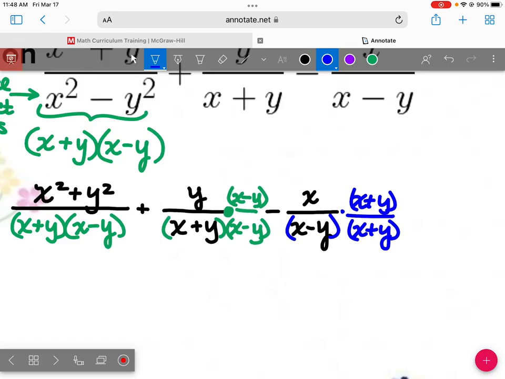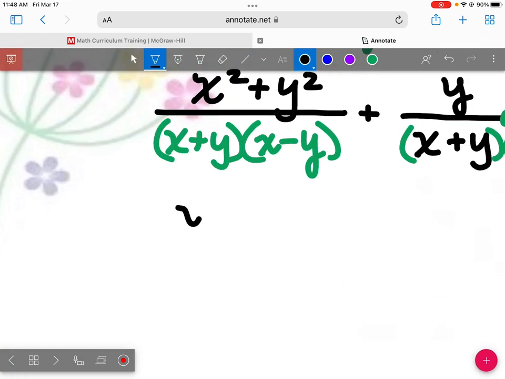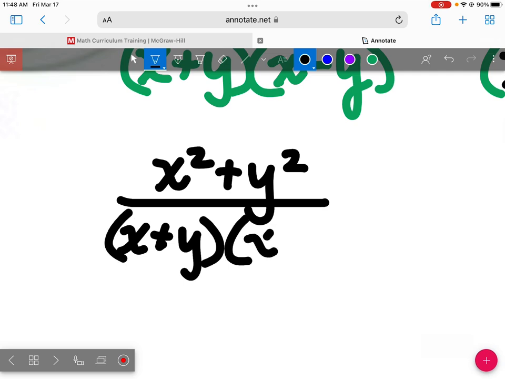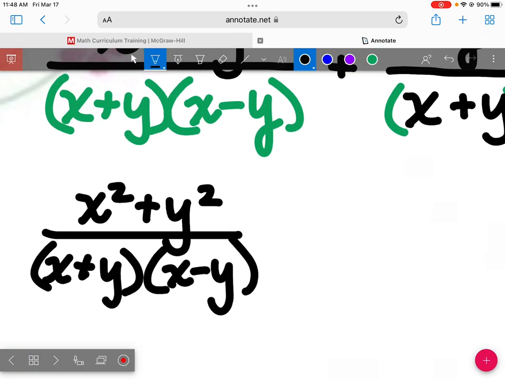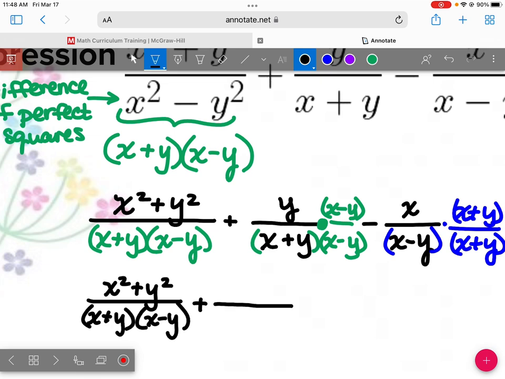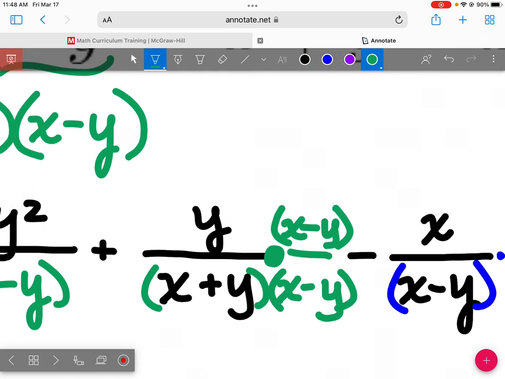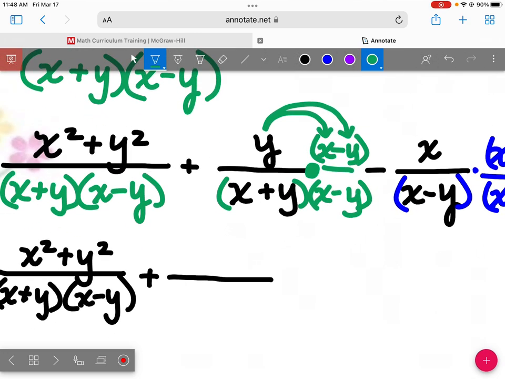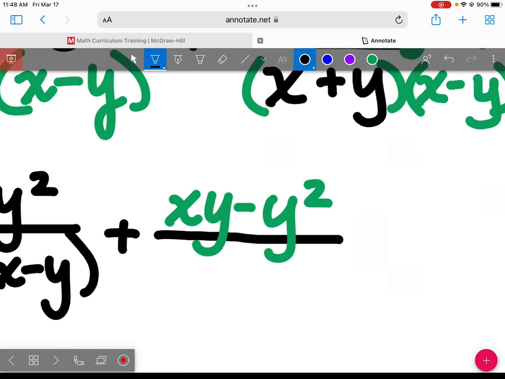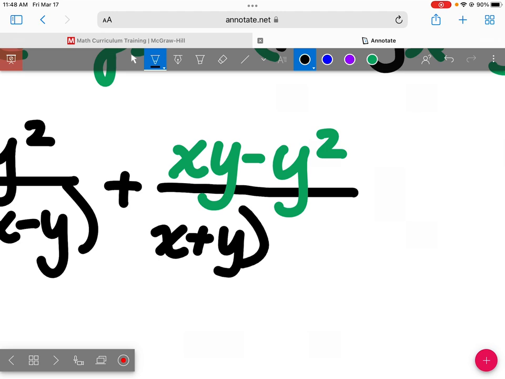All right, let's do that. So I have x squared plus y squared over x plus y times x minus y, plus, what do I need to do in this numerator here? Multiply. What am I multiplying? Yep, multiply y and x. Yes, so it's going to be xy minus y squared over x plus y, x minus y.